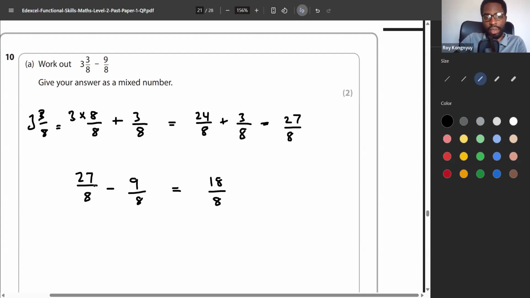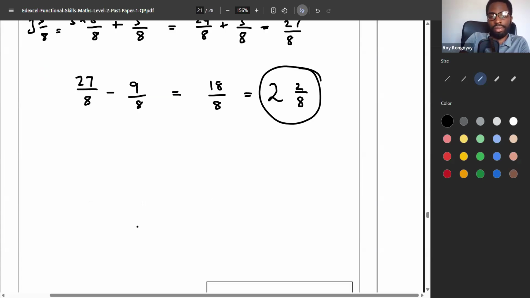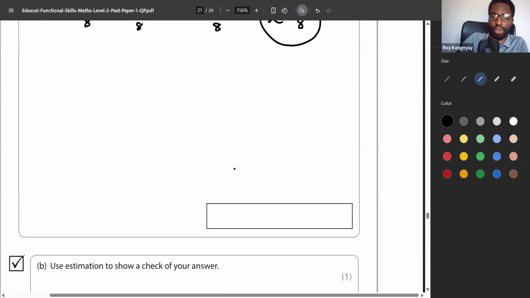Right. So if we want this as a mixed number, we want to convert this back into a mixed number. We just see how many times 8 goes into 18. Twice. Right? 8 times 2 is 16, so we have 2/8 remaining. Here we go. 2 and 2/8.